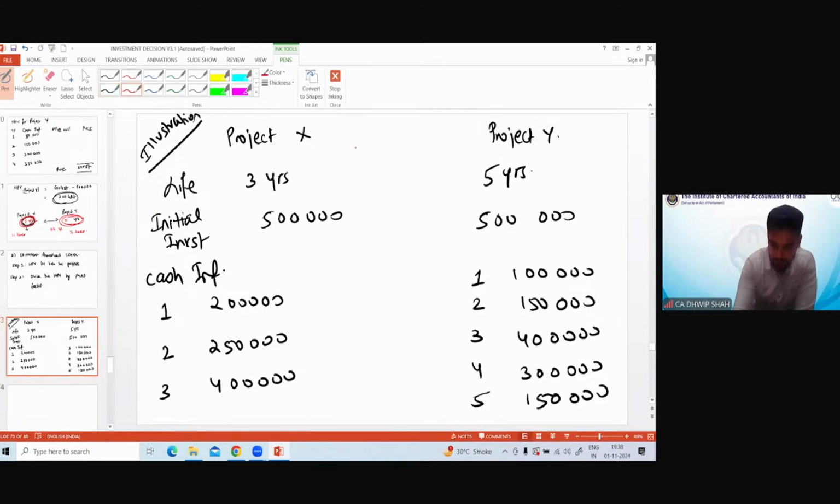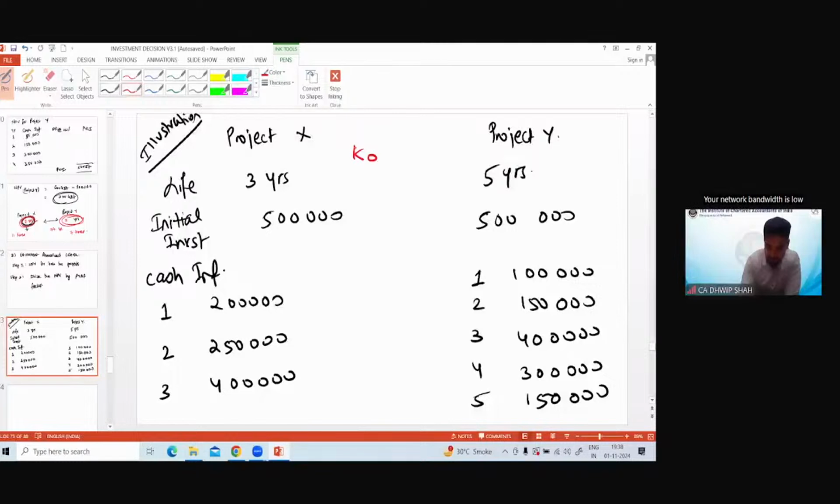Now the question says which project should be selected. By just calculating NPV, if you decide which project should be selected, then you are absolutely wrong, because both the projects are not comparable as of now. We will calculate the equivalent annualized criteria and decide which project should be selected.